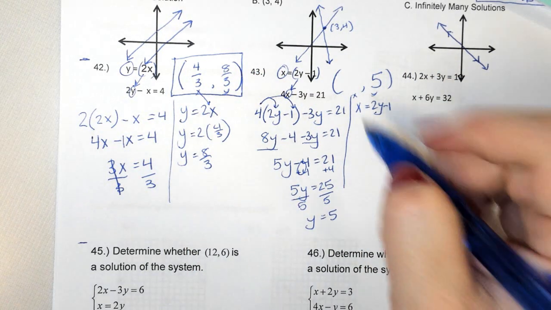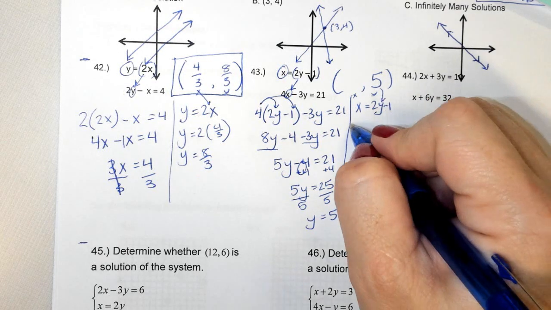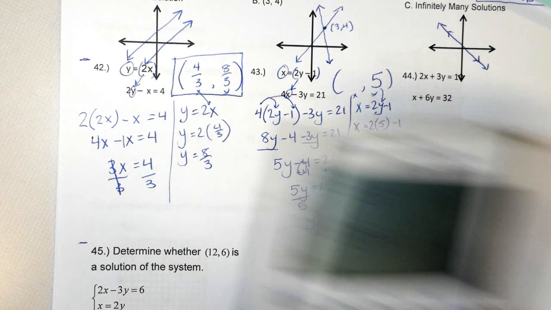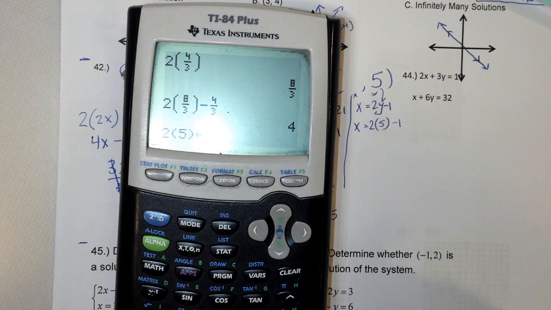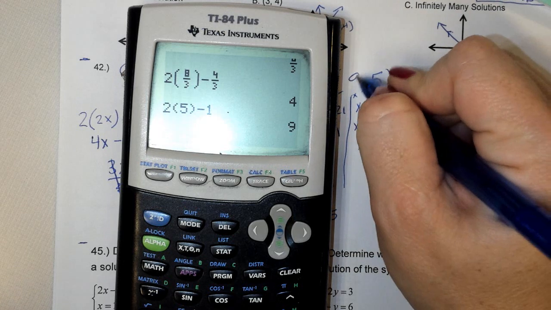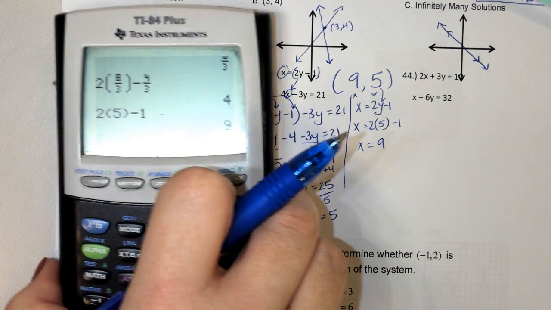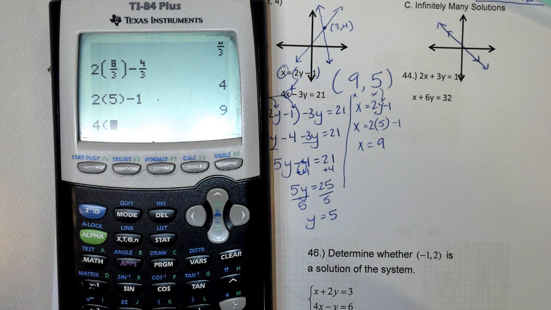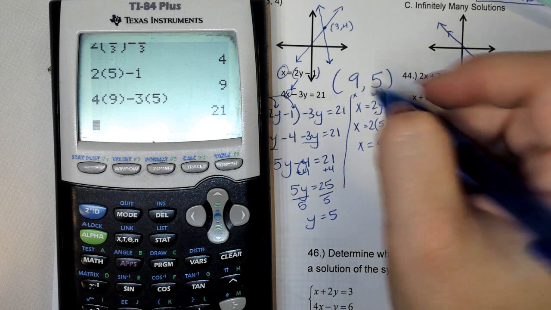And so now I'm going to plug in y is 5 here. And I get x equals 2 times 5 minus 1. And I can literally type that on my calculator. And I get x equals 9. And again, I can check my work. So I just plugged it into that first one. Let's plug it into the second one. 4 times 9 minus 3 times 5, and that should equal 21, and it did. So this is my answer.